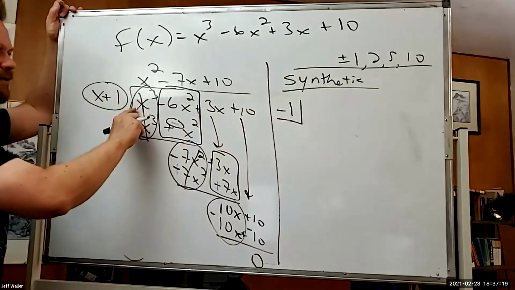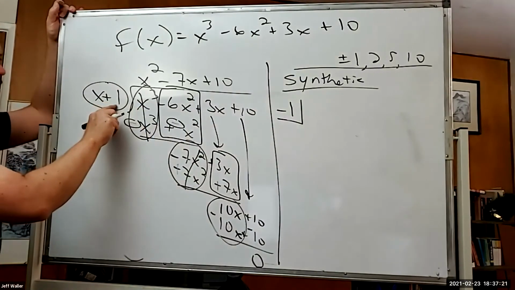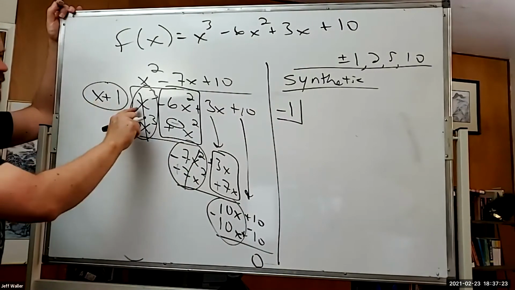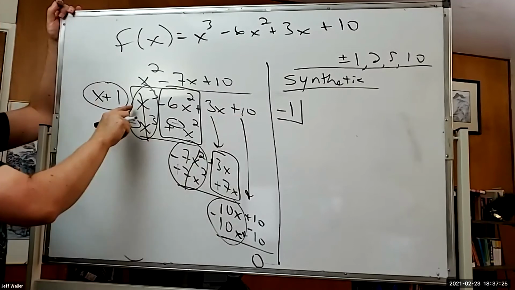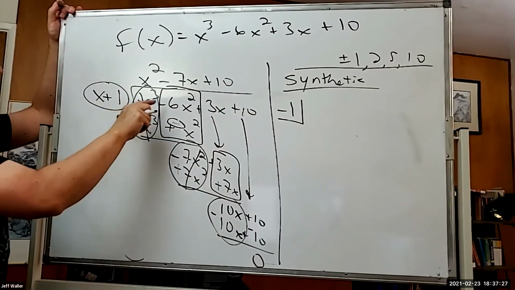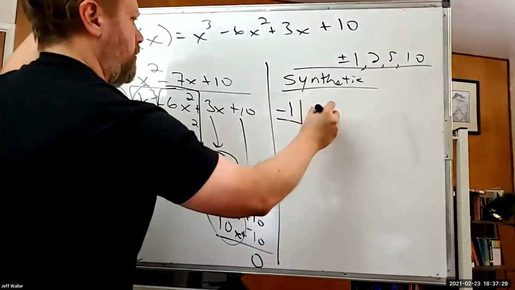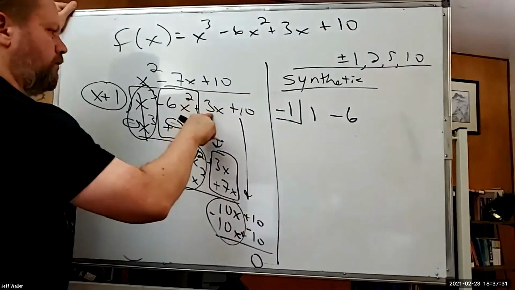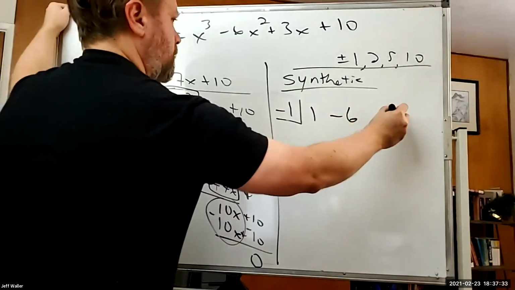Then I'm going to write. So I'm only writing the numbers, not the variables. So what are the numbers over here? What are the coefficients? 1, yeah, so 1, -6, 3, 10.